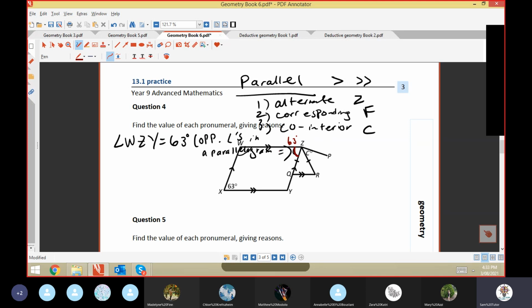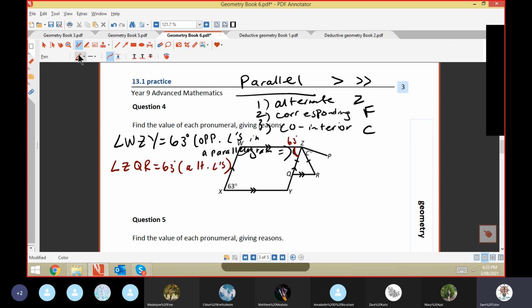Anybody else now? We need to somehow get inside this triangle. Somebody see something else. It's an alternate angle. You're really good at this, Annabelle. Angle what? Angle WZQ is alternate to angle ZQR. Yep, so angle ZQR is equal to 63 degrees as well. Yeah, and you said alternate angles.